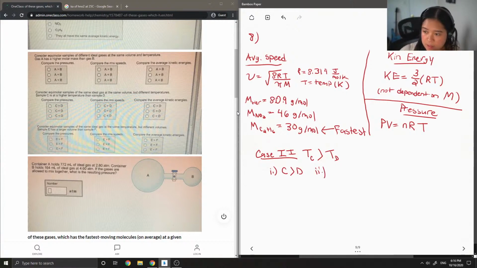For the speeds, temperature also increases. As it increases, the speed increases as well. So again, C is greater than D. And then lastly, if we look at kinetic energy, the same thing, C is greater than D.